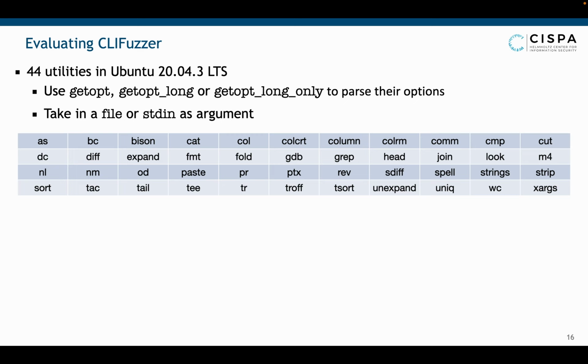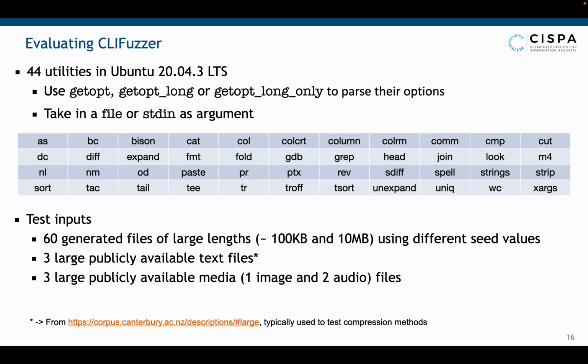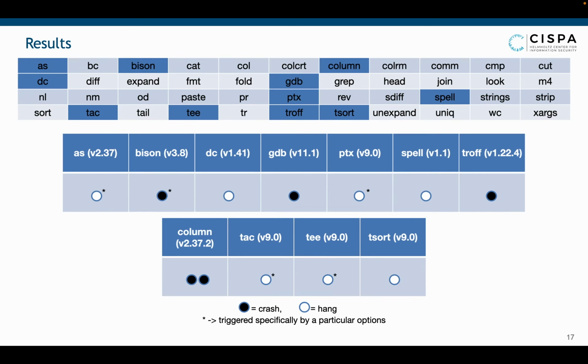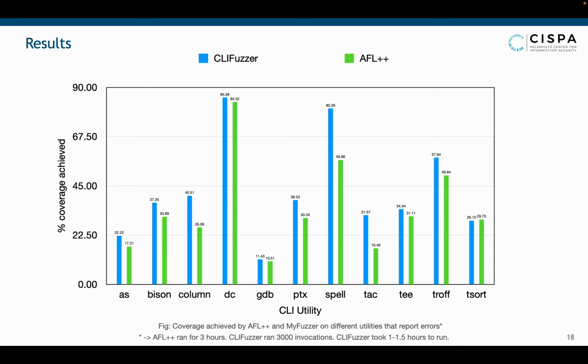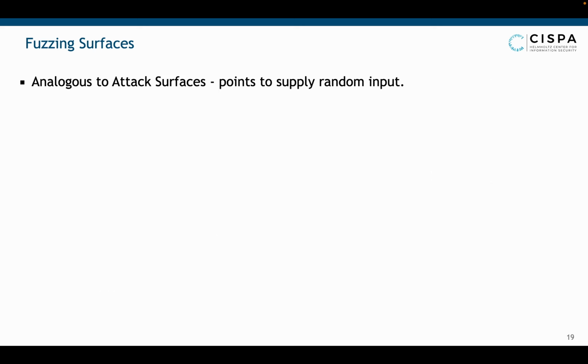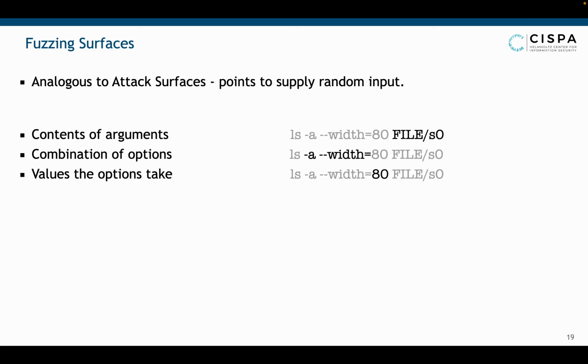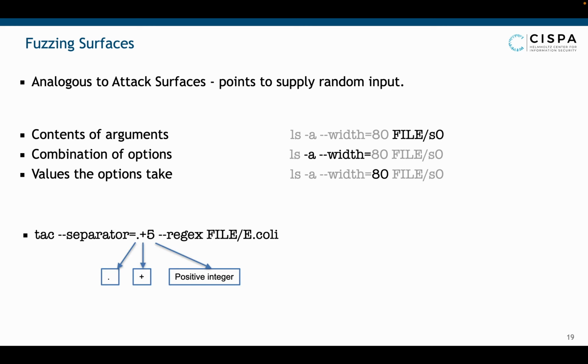We validated CLIFuzzer on 44 utilities in Linux using some random large files as arguments and found that 11 of those reported failures, 5 of which reported failures only when specific options were used. CLIFuzzer also achieved better coverage on most utilities than a mutation-based fuzzer in less time. It exposes 3 fuzzing surfaces by incorporating configuration options in its invocations. An example is the tag failure, where it hangs only when this file is passed as an argument with these 2 options, separator and regex, with the separator option's value in this specific structure.